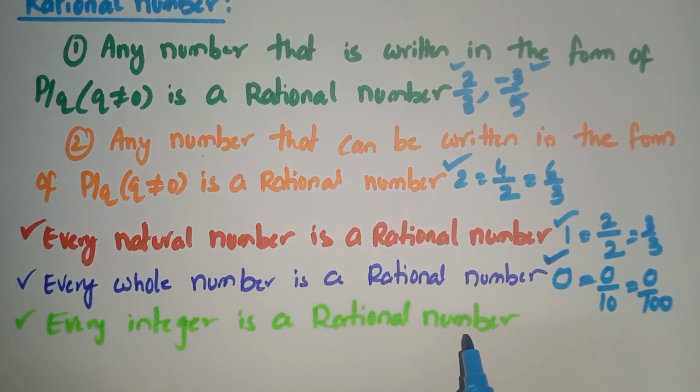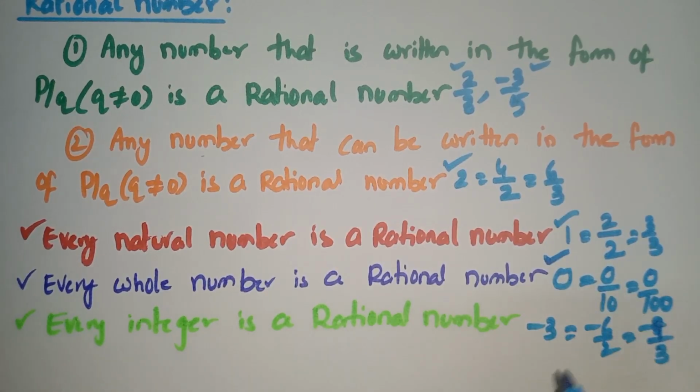Every integer is a rational number. If you choose minus 3 as an example, that can be expressed as minus 6 by 2 or else minus 9 by 3. That's why minus 3 is an example of a rational number.